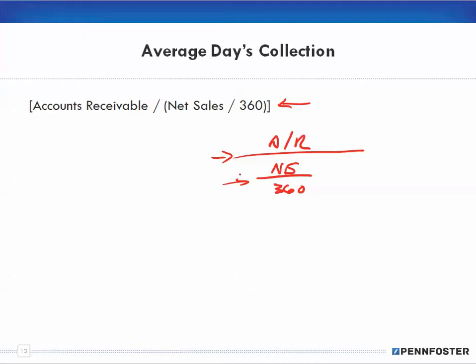Well, if you have divisor lines, then you should always start from the bottom and work your way up. In this case, you take 360 and divide it into the net sales, and then whatever you get for that, you would divide into the accounts receivable.